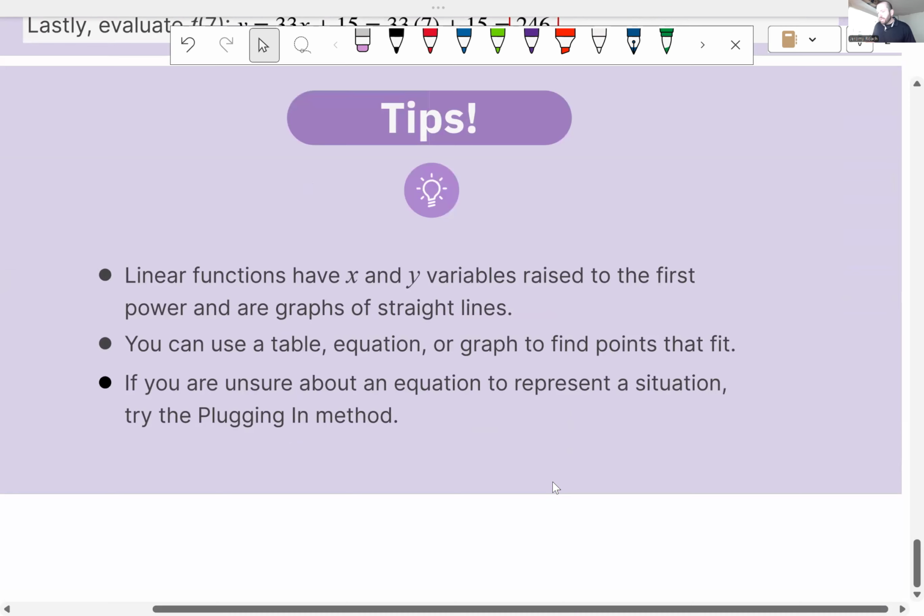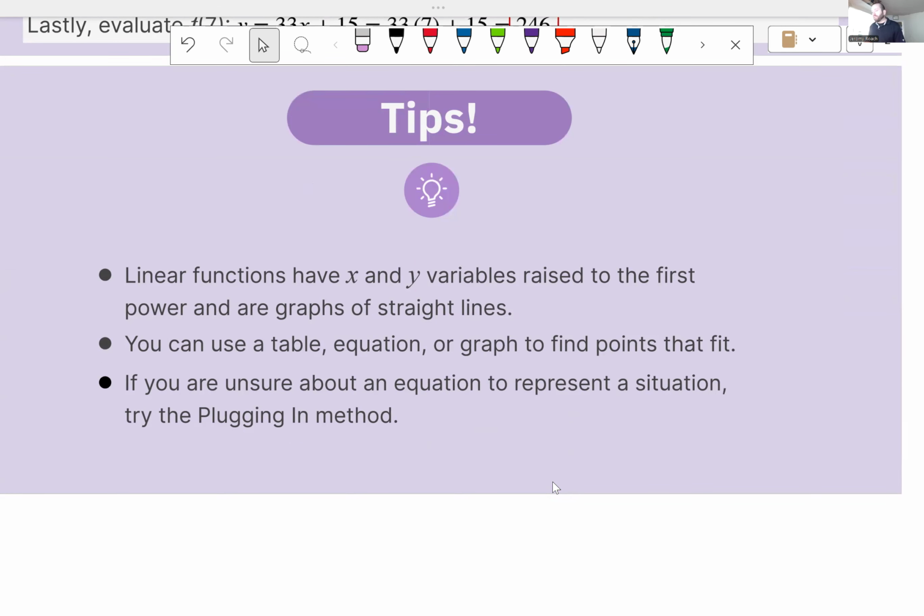All righty, so linear functions have x and y variables. When they're to the first power, they're a straight line. You can use tables, equations, or graphs to find what fits the line that fits those points. And if you're unsure about an equation, try plugging in the numbers. All right, so this was number 32, linear functions.